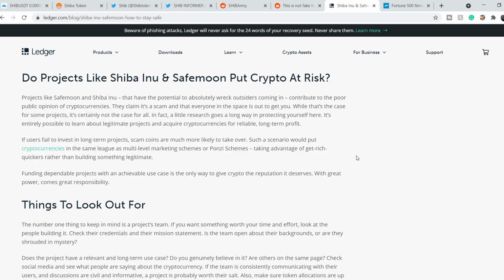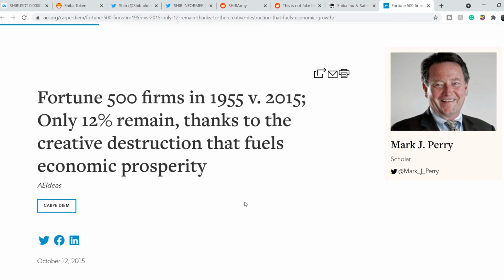But should you rely on this article? I don't think so. I have to say that every investment in the world has two possibilities. First of all, you can earn money, and second one, you can lose your money. Let me show you this. Fortune 500 firms in 1955 versus 2015. Only 12% remain, thanks to the creative destruction that fuels economic prosperity.